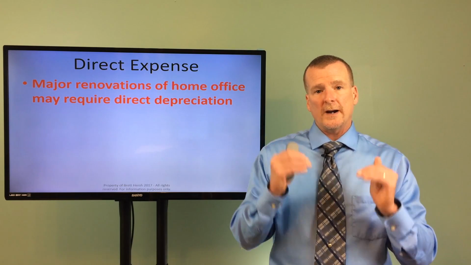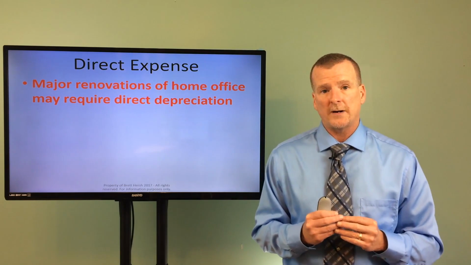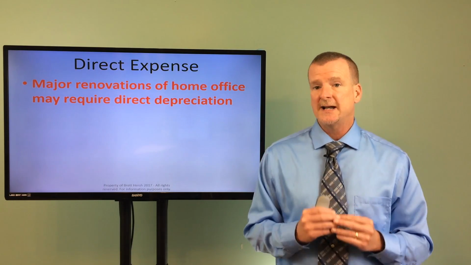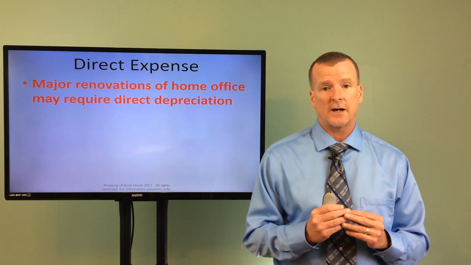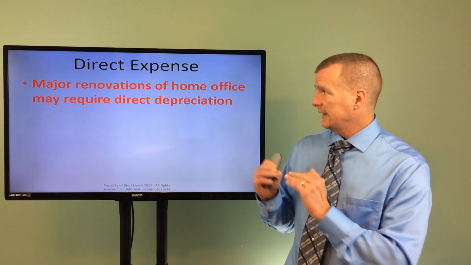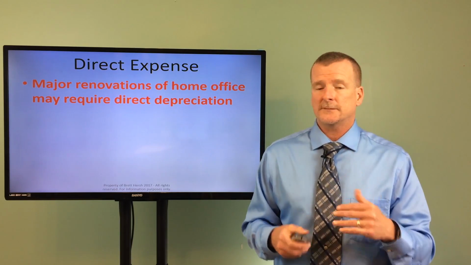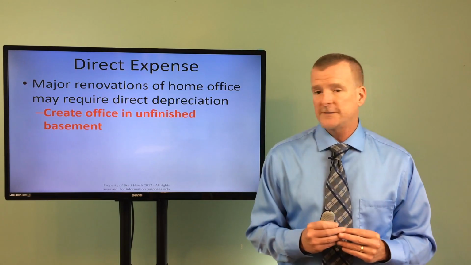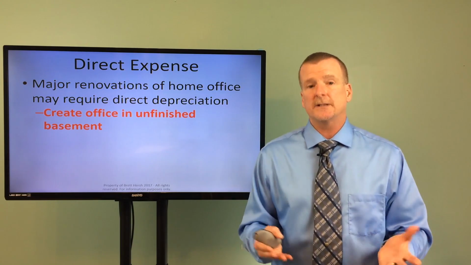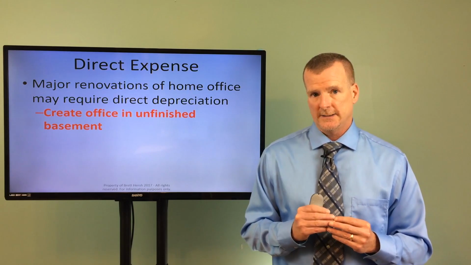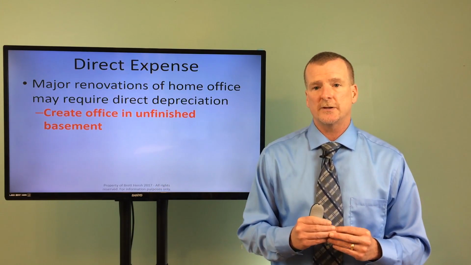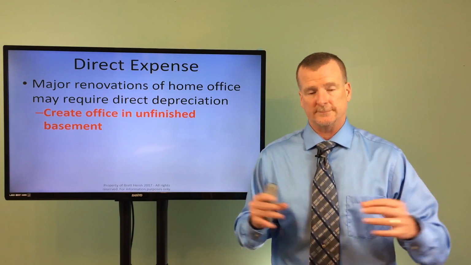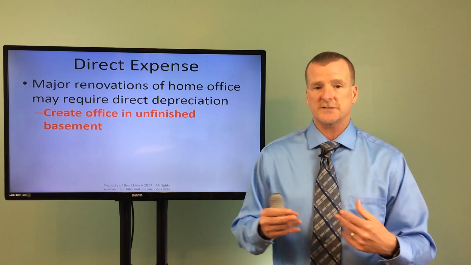I want to make you aware that major renovations of the home office may require you to depreciate that item. And this would be direct depreciation, would go in column A. However, these are not really rare. I mean, we'll give you a couple of examples here. Let's say you have an unfinished basement, and you decide to build out an office down there. So either the whole downstairs, maybe you turn into an office area, or maybe you just build out a room down there. You put walls up, put electricity to it.